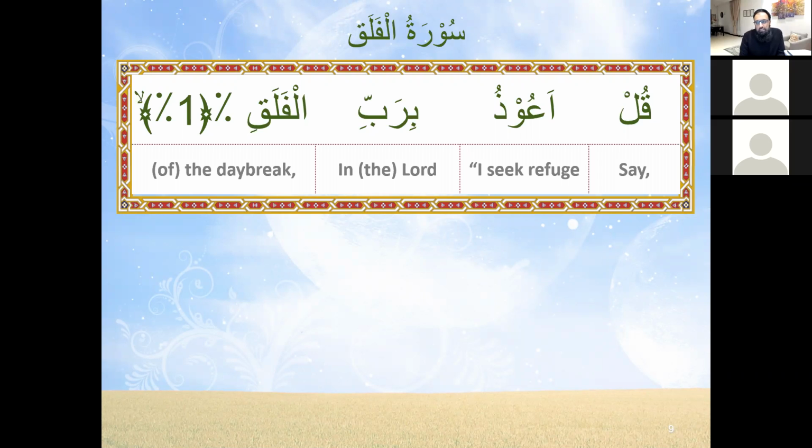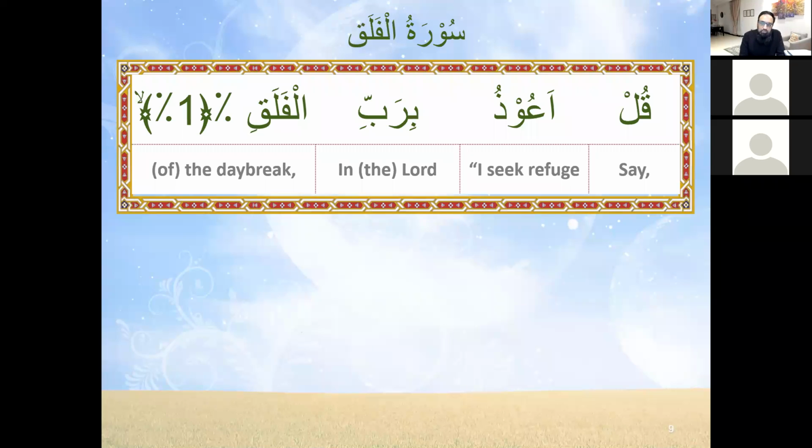So the first verse is Qul a'udhu bi rabbil falaq. Qul, just like yesterday, means say. A'udhu, you know this from A'udhu billahi minash shaitanir rajim, means I seek refuge. Bi Rabbi: Rabb is Lord, and Bi is a preposition that Zubair has covered with you many times. Bi means in. So, Bi Rabbi, in the Lord, al-falaq. Al-falaq means the daybreak. Al, remember from Assalamu alaikum. Al is all, but al also means the. So, al-falaq is the daybreak.